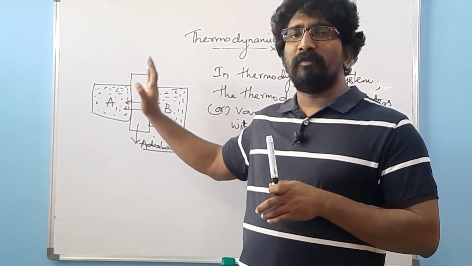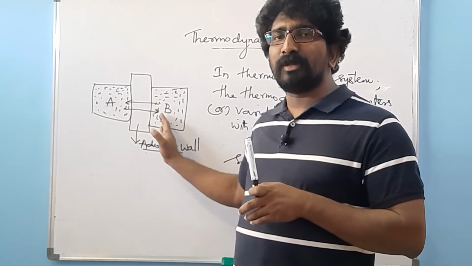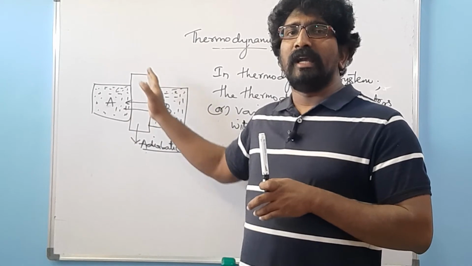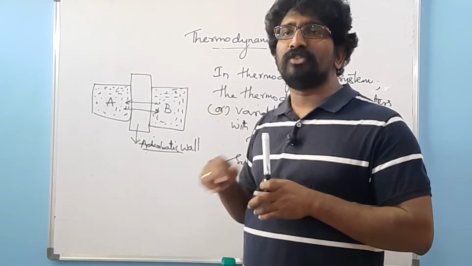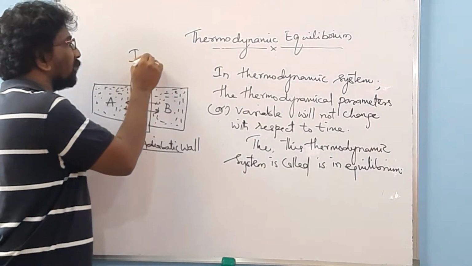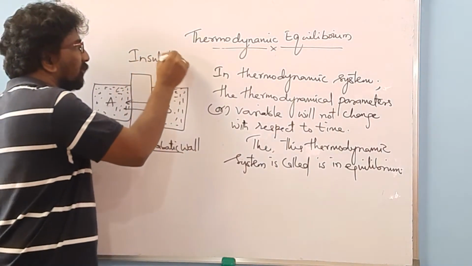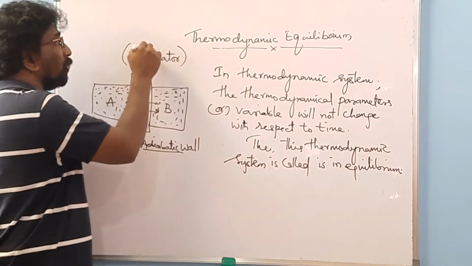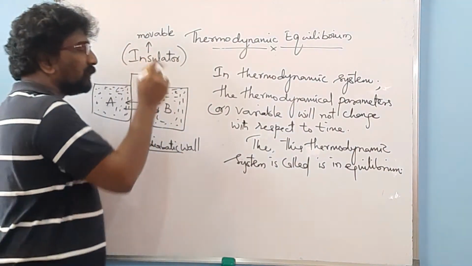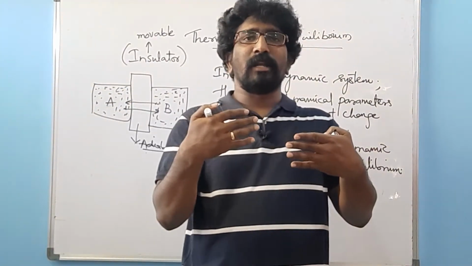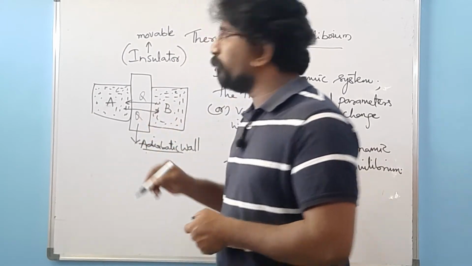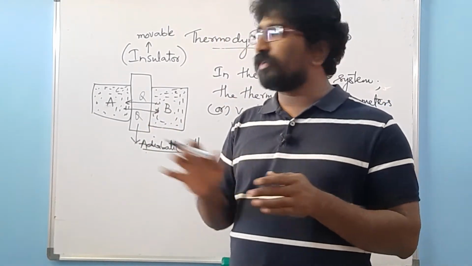If you are taking the two systems, system A and system B, and if you have put an adiabatic wall, what is this adiabatic wall? It is a wall which acts as an insulator. If it is not allowing the heat to transfer, it means that it is an insulator. It can also be a movable wall. If it is acting as an insulator, it cannot transfer the heat from A to B or from B to A.